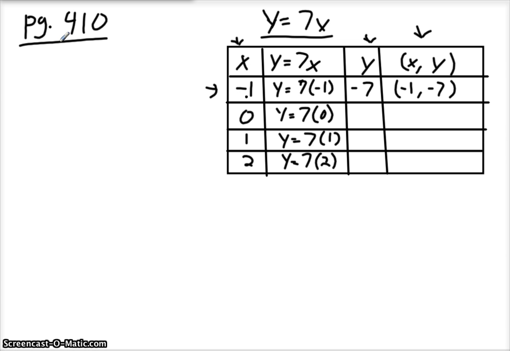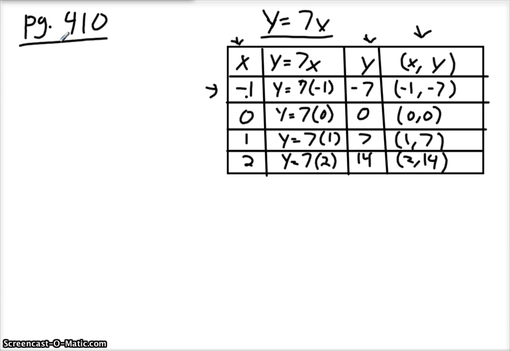Okay, if we have 0, then y will be 0. So 0, 0. Next one is 1. We plug in 1 for x, and we get 7. So we have 1, comma 7. And then lastly 2. Plug in 2, we get 14. So here we have 2, comma 14. Alright, and that's all we have to do. We found our ordered pairs.